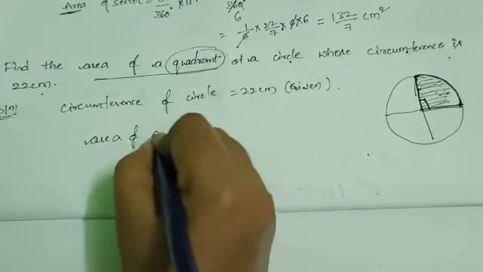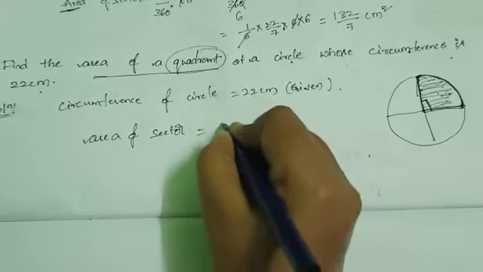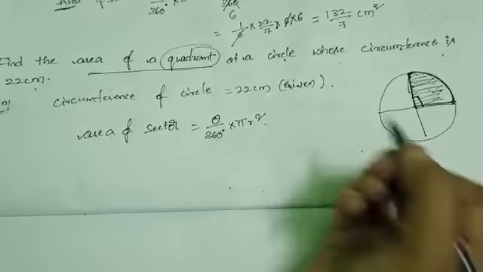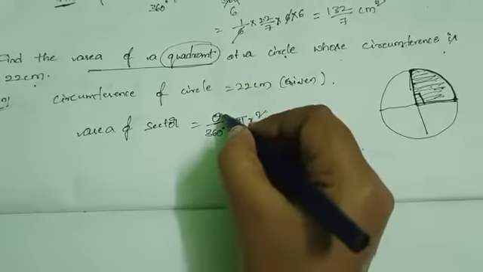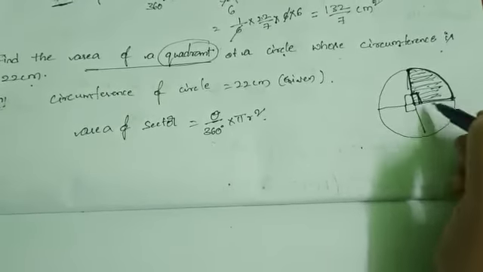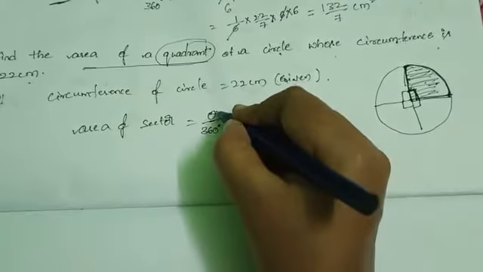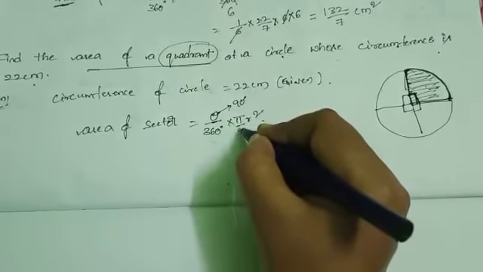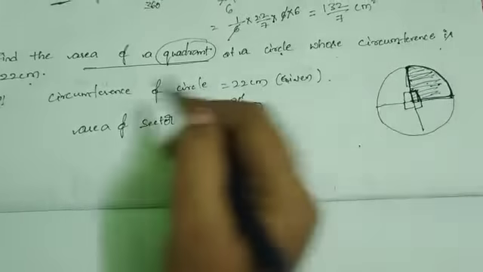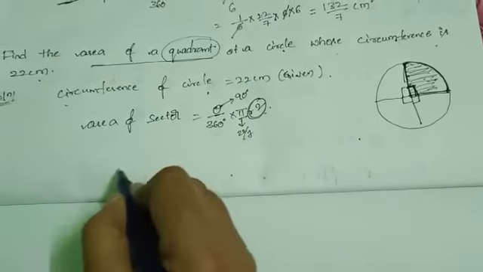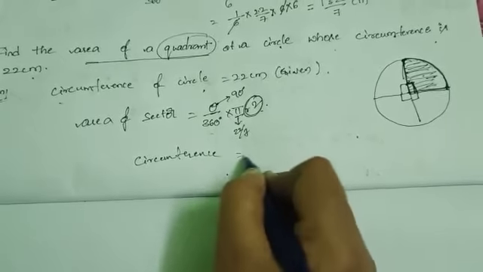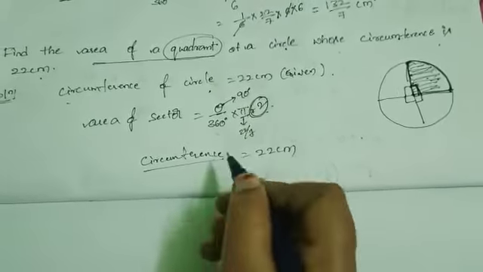Area of sector equals theta by 360 degrees into pi r square. Here we know theta equals 90 degrees. This part is 90, this is 90. So theta value is 90 degrees and pi value is 22 by 7. We don't know the r value, but we know the circumference of the circle, which equals 22 centimeters.